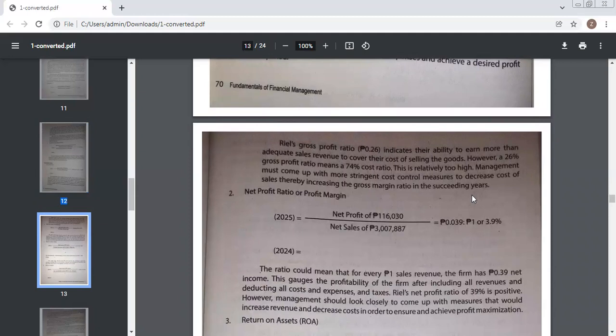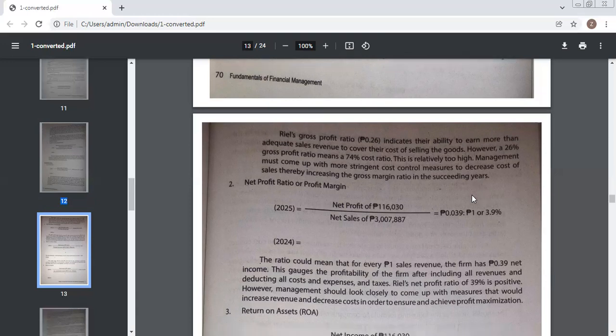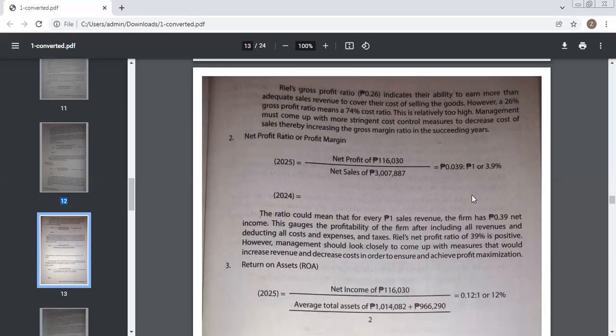However, a 26% gross profit ratio means a 74% cost ratio. This is relatively too high. Management must come up with more stringent cost control measures to decrease cost of sales, thereby increasing the gross margin ratio in the succeeding years. Next is net profit.